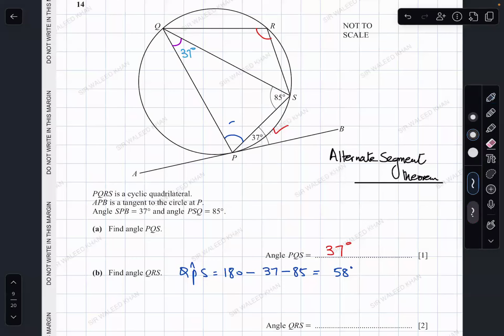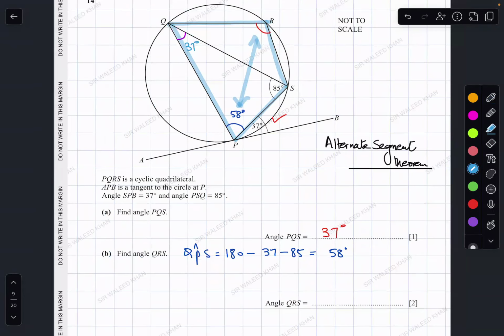Now they have already mentioned that we are dealing with a cyclic quadrilateral. So that means this four-sided shape is a cyclic quadrilateral. All the points, all the vertices are touching the circle. That makes these two angles equivalent to 180. Okay. Sum of these two angles will be equivalent to 180. So 180 minus 58 is equal to QRS. 120.